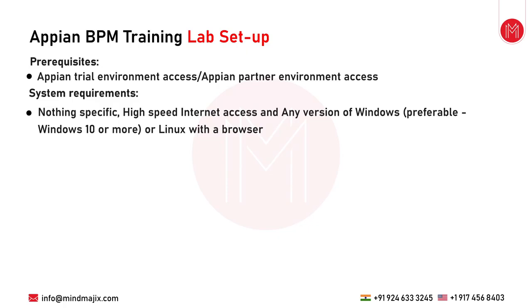Coming to the next topic, lab setup. The only prerequisite you need is Appian trial environment access, or if you have any partner environment access, you can use that. The trial version is for 14 days, and they will extend it by another 14 days on request, so it would be a 28-day free trial. After that you have to pay for the license. It will work on any high speed internet plus Windows 10 or more, or 8.1.